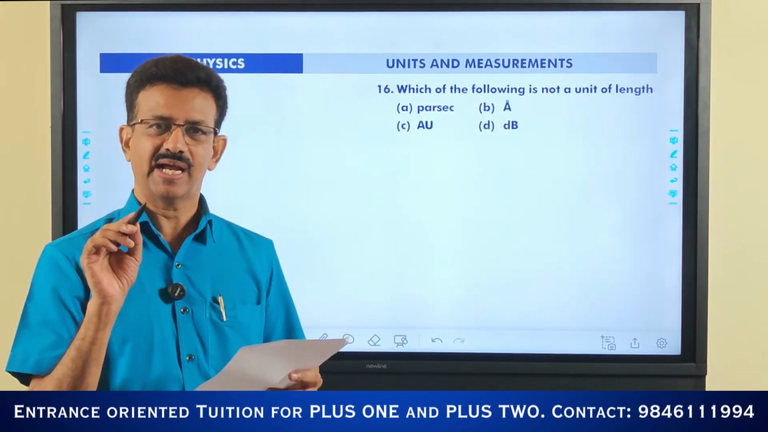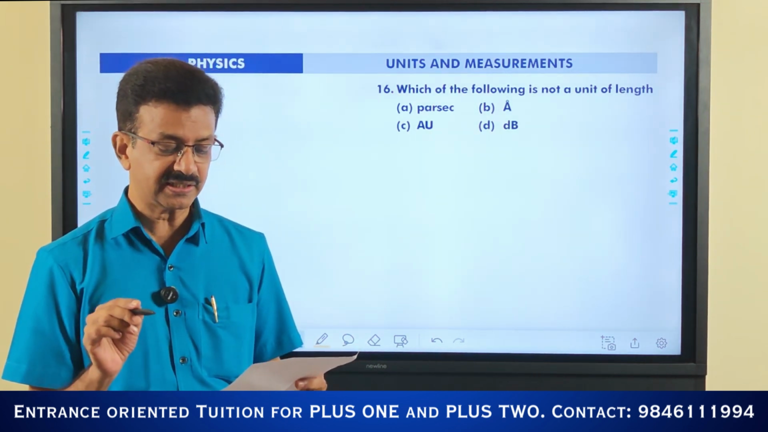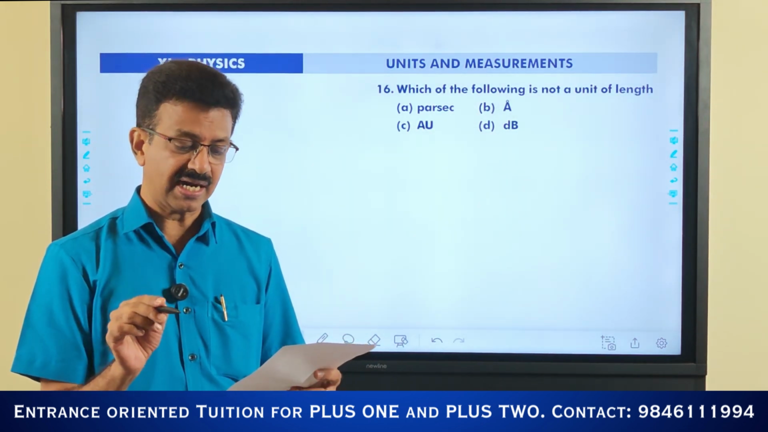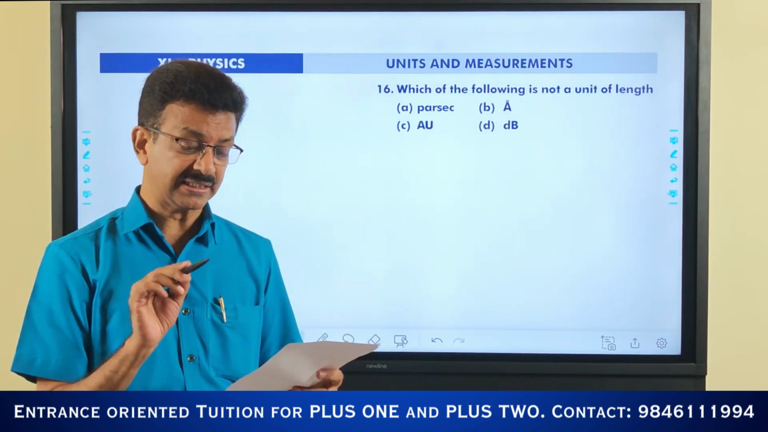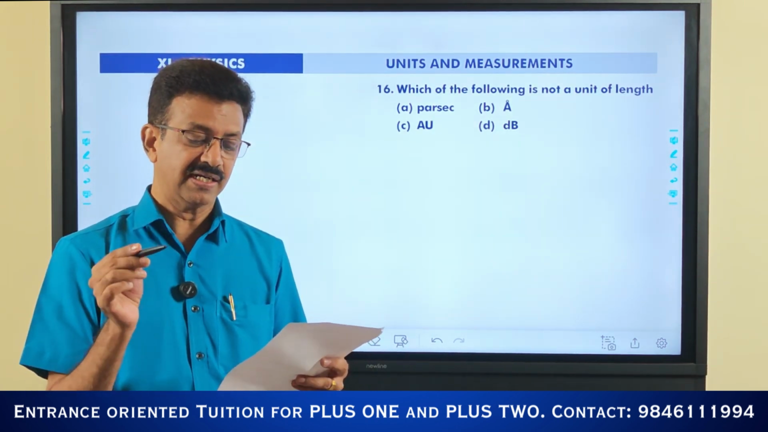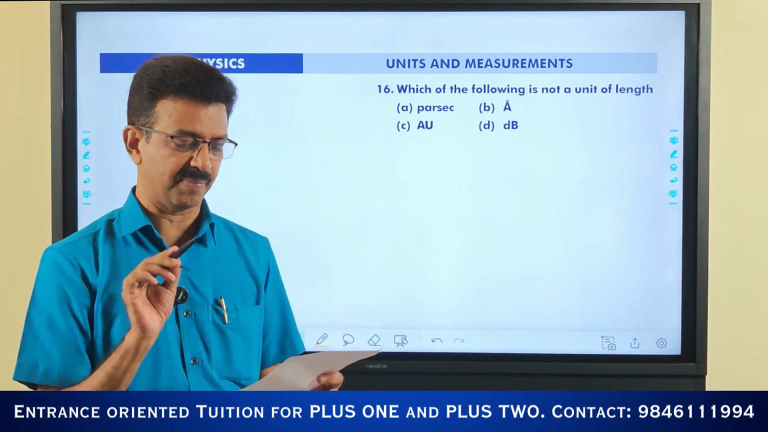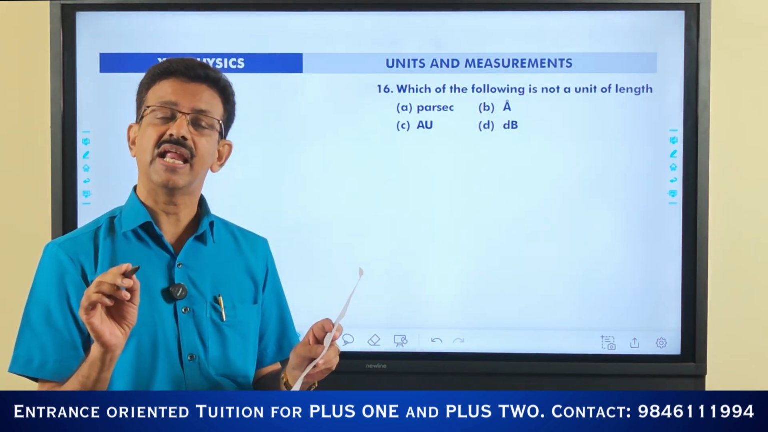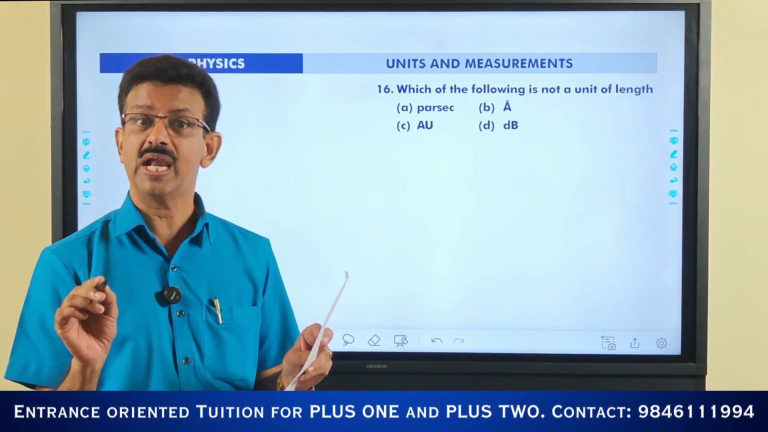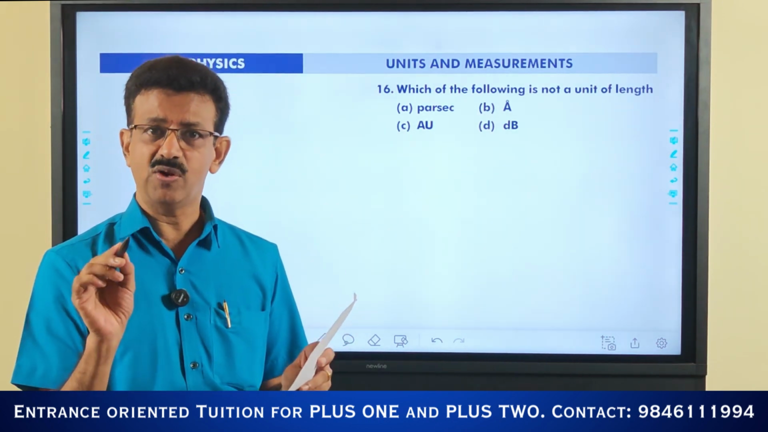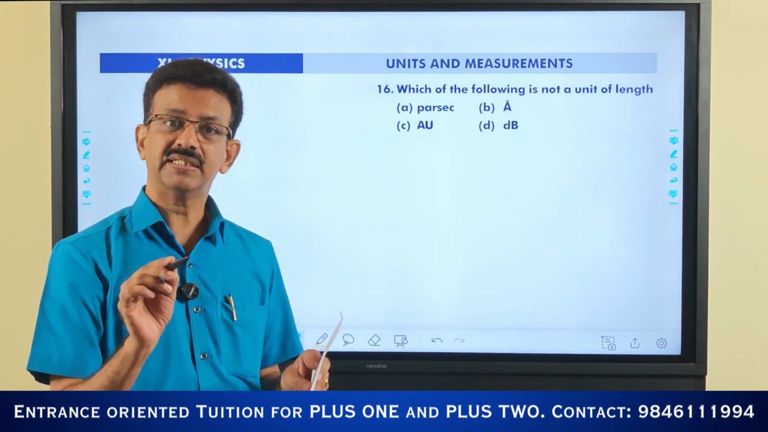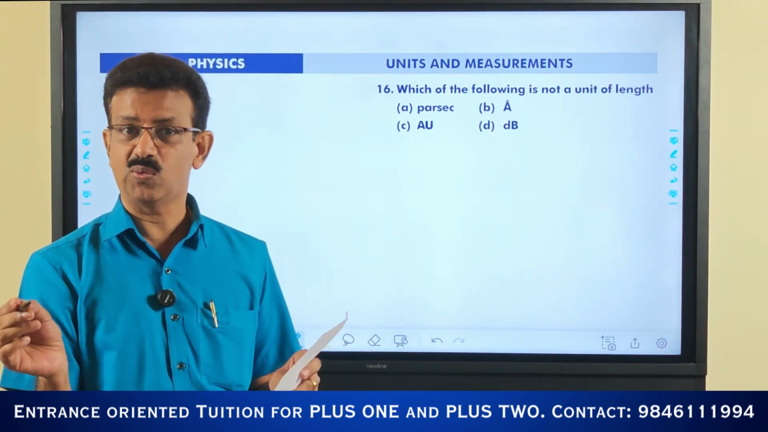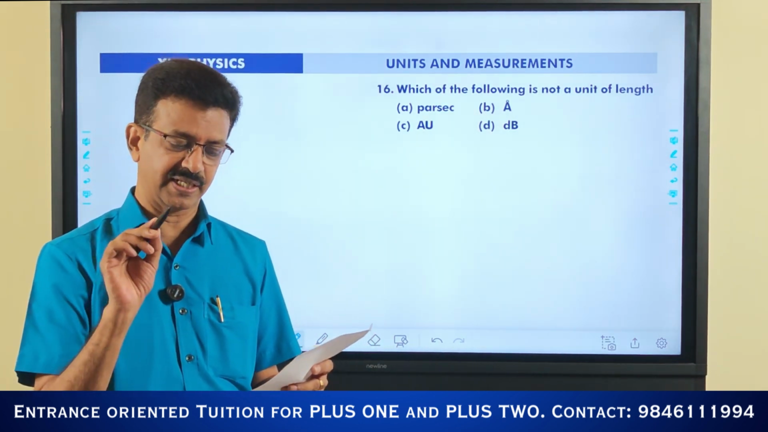Next question is also about the units. Which of the following is not a unit of length? Choices are parsec, second one angstrom, third one AU, astronomical unit, fourth one small d capital B, which represents decibel. I will tell you about each. First one is parsec. It is actually the largest unit of length. 3.2 light year is the value of 1 parsec. Light year means the distance traveled by a light ray in 1 year. Therefore, parsec is the unit of length.